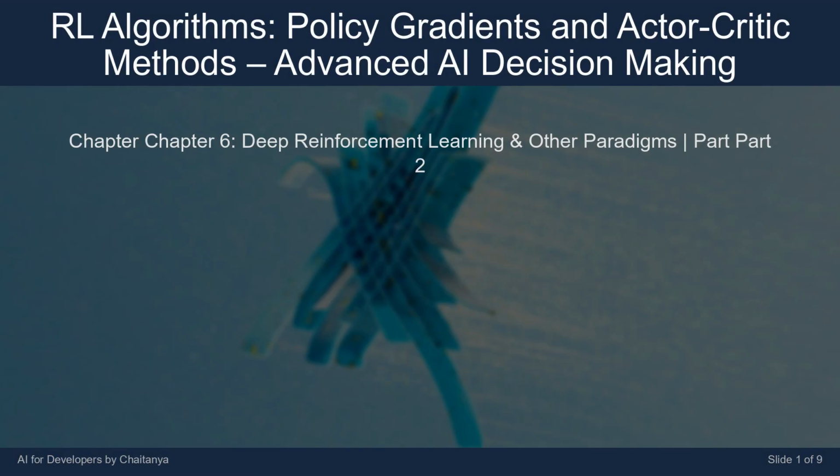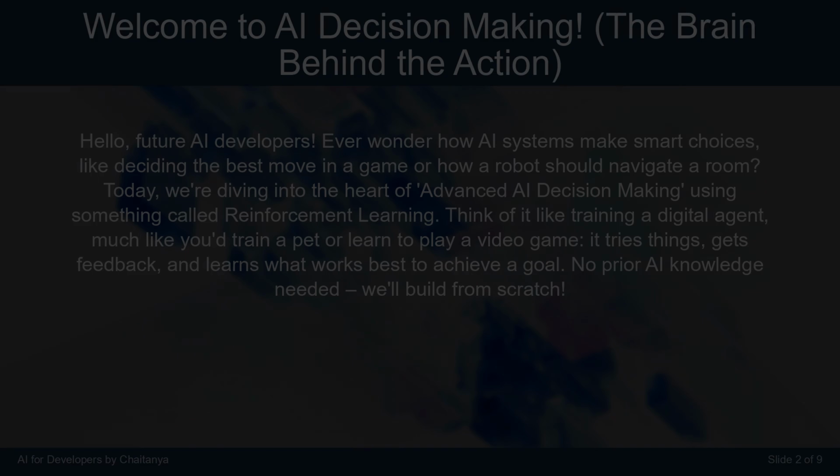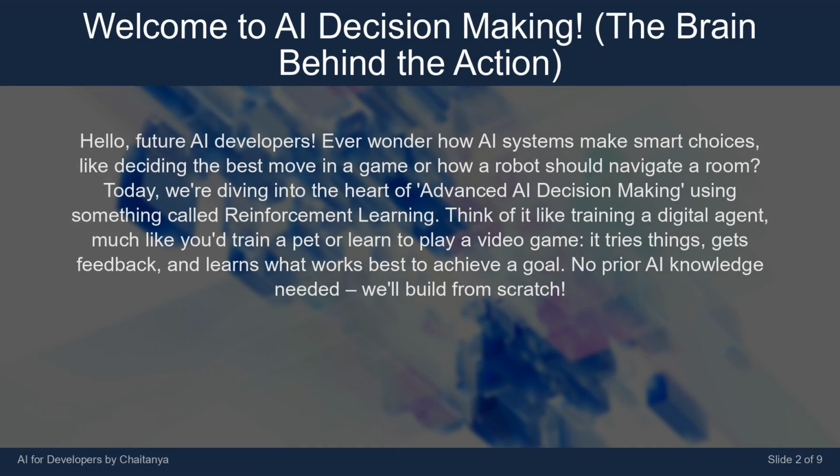I'm Chaitanya talking bot. Today's lesson is titled RL Algorithms, Policy Gradients and Actor-Critic Methods, Advanced AI Decision Making. Hello, future AI developers. Ever wonder how AI systems make smart choices? Like deciding the best move in a game or how a robot should navigate a room? Today, we're diving into the heart of advanced AI decision-making using something called reinforcement learning.